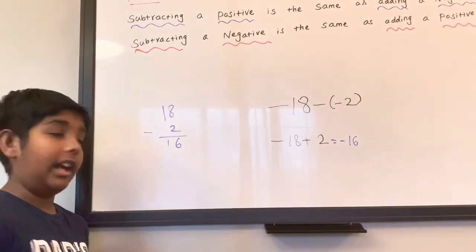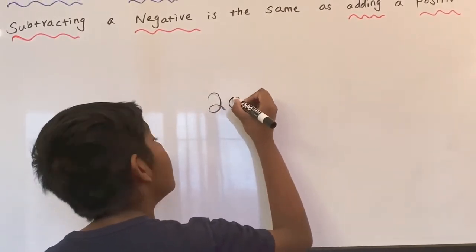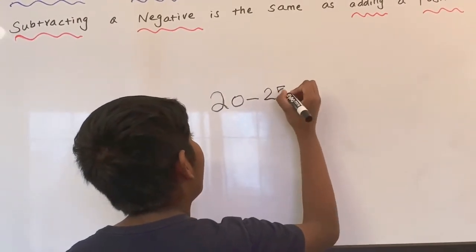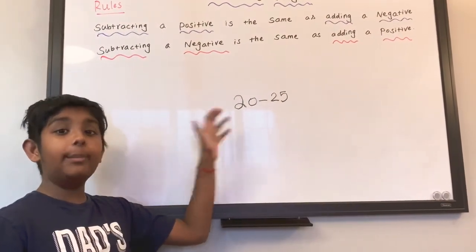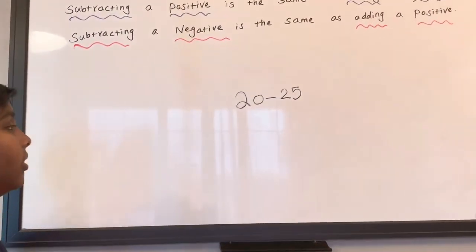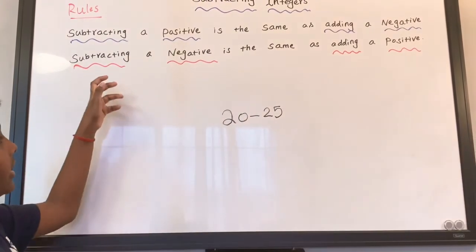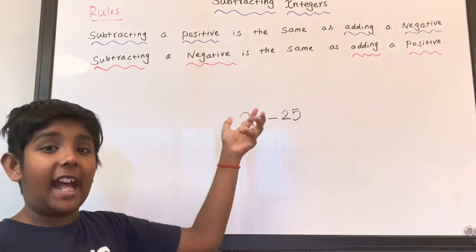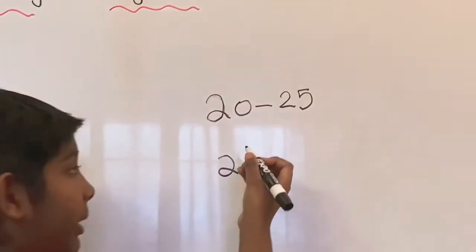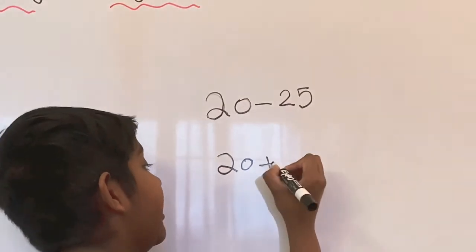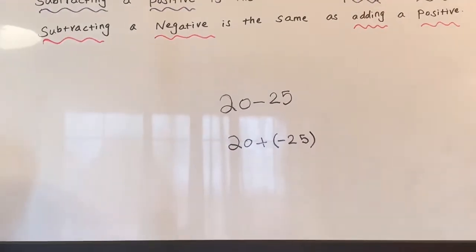Okay, now let's get on with our last question. It's positive 20, take away positive 25. How we're going to do this is, let's rewrite it first. So let's take a look at the rule here. Subtracting a positive number is the same as adding a negative number. So let's rewrite that as it says in the rule. We keep it as 20, and then we'll put the adding sign and then a negative number, so negative 25. Now we have rewritten it.